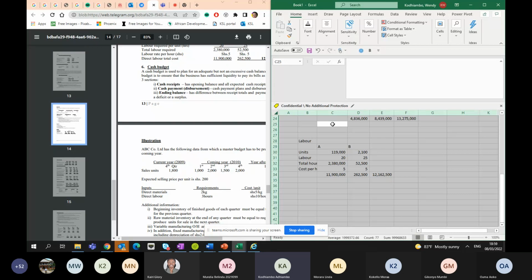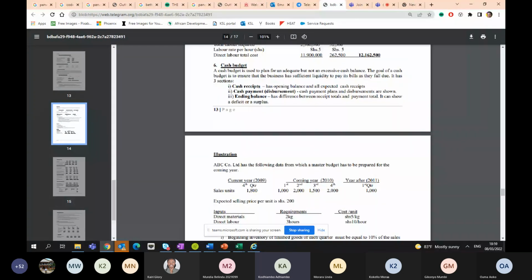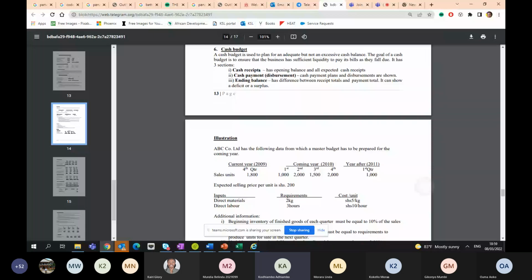Okay, let me just open a new one. We'll go back to the Excel. So let me go through this. The cash budget: it's one thing to know how much something is going to cost, but for planning you need to know when exactly you need that money, whether you need to borrow, like take out a loan, or ask a client to pay. You always need to know. So that is where the cash budget comes in.